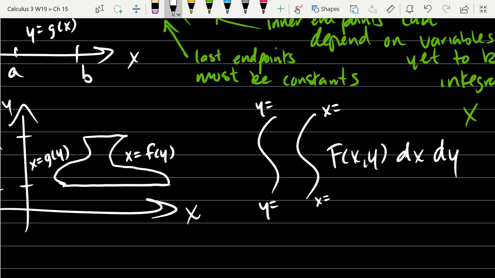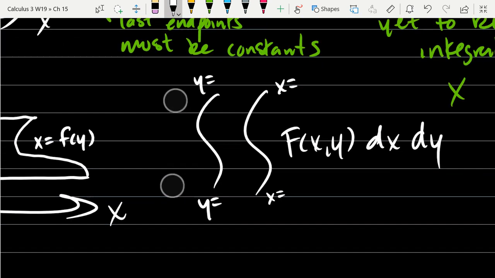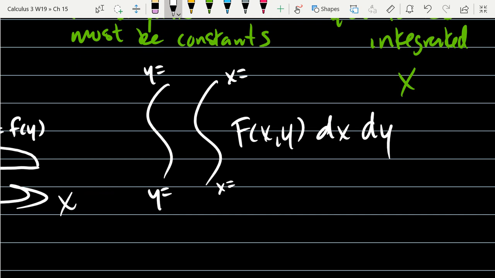So let's start with the easier ones. What is the little y value, the bottom y value? That's the number c, and then the upper y value, the number d.